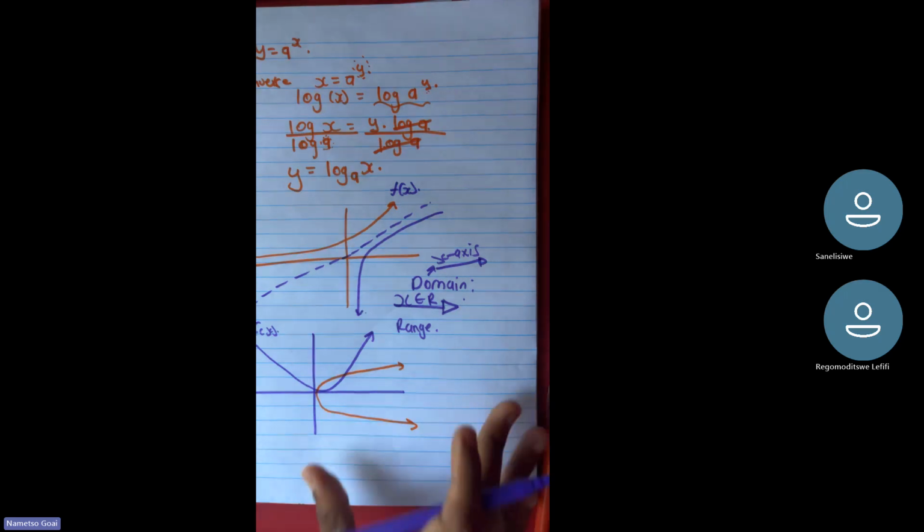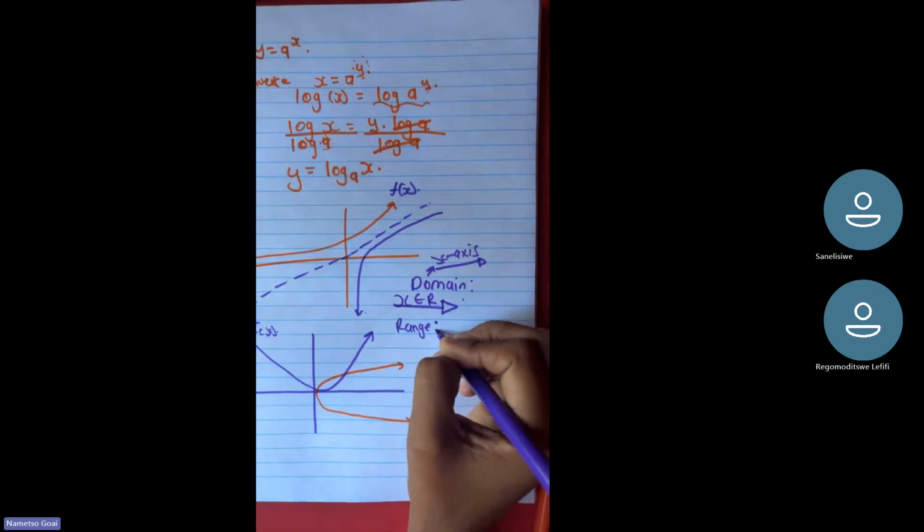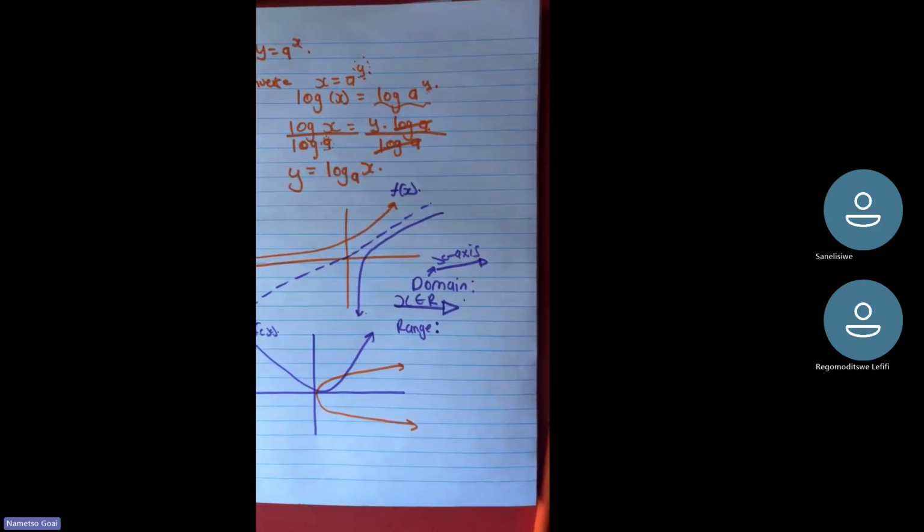Okay, let's continue. Let's go to the range of the original parabola. When you look at the original parabola, you can tell that its range. Sorry, let me just go back to the question.